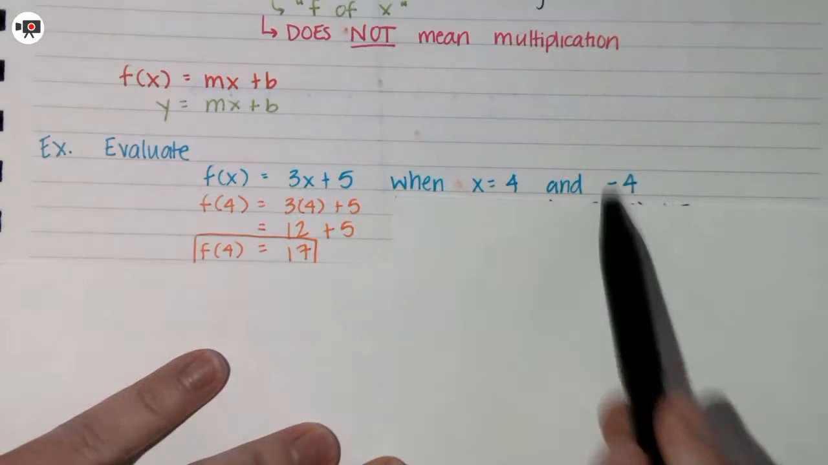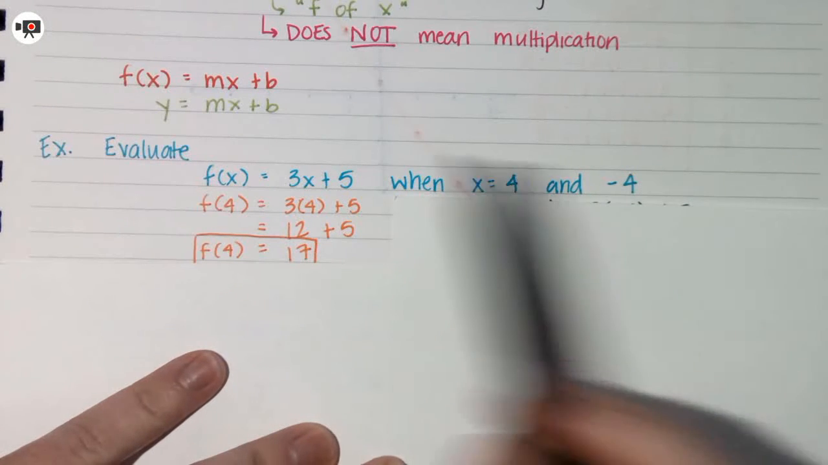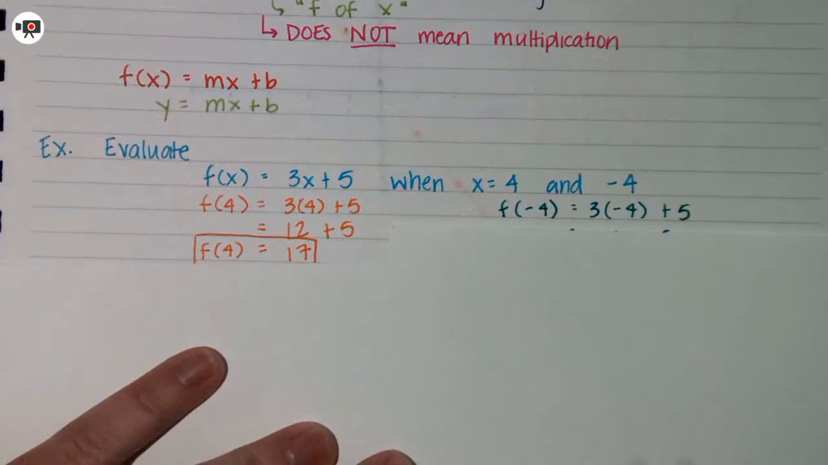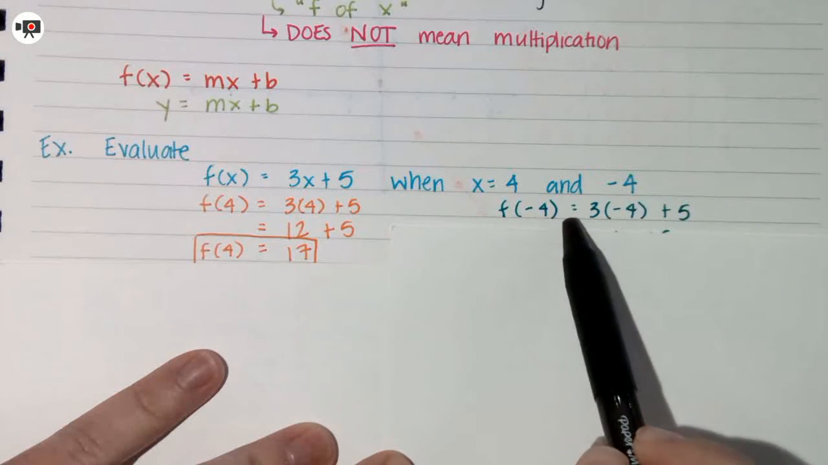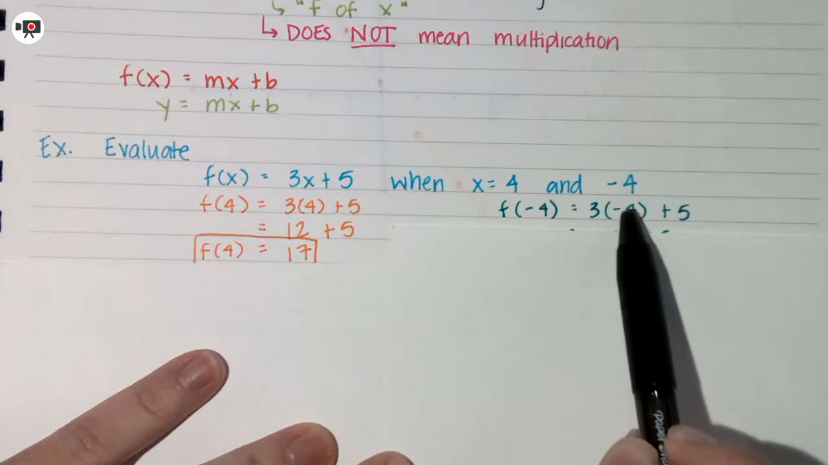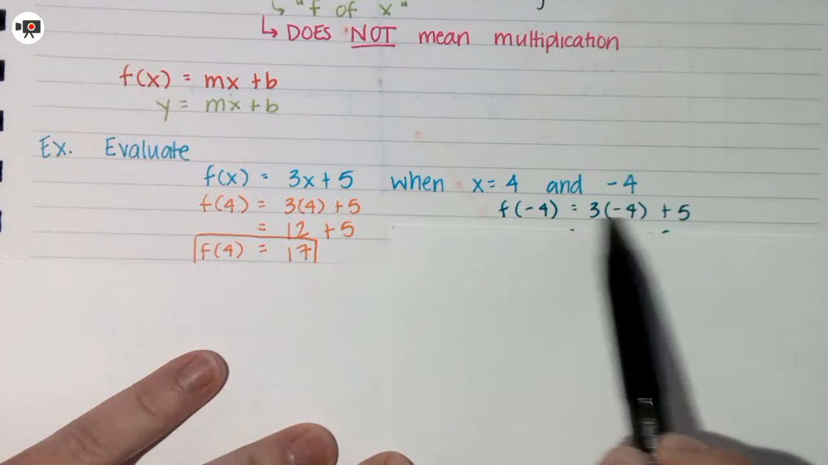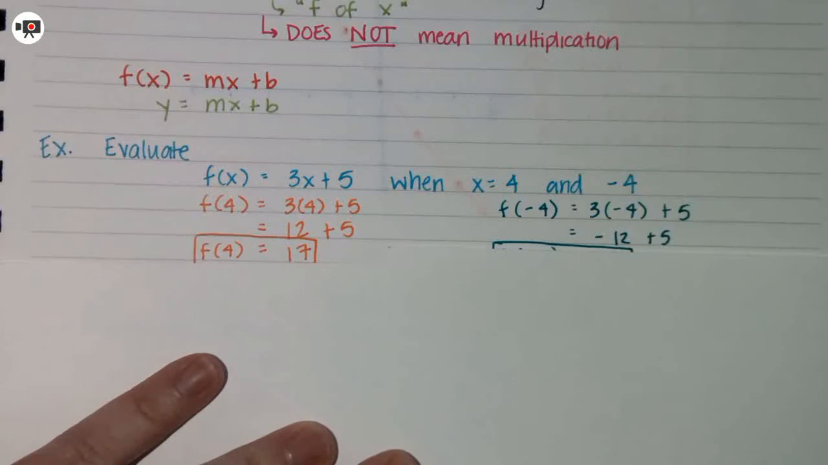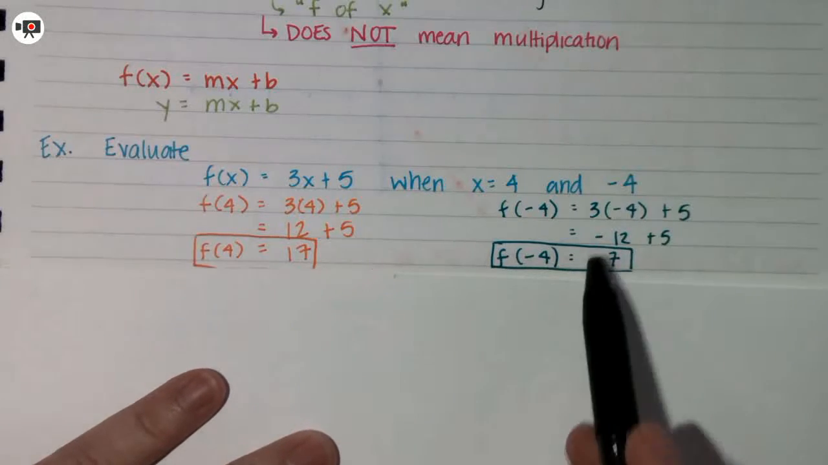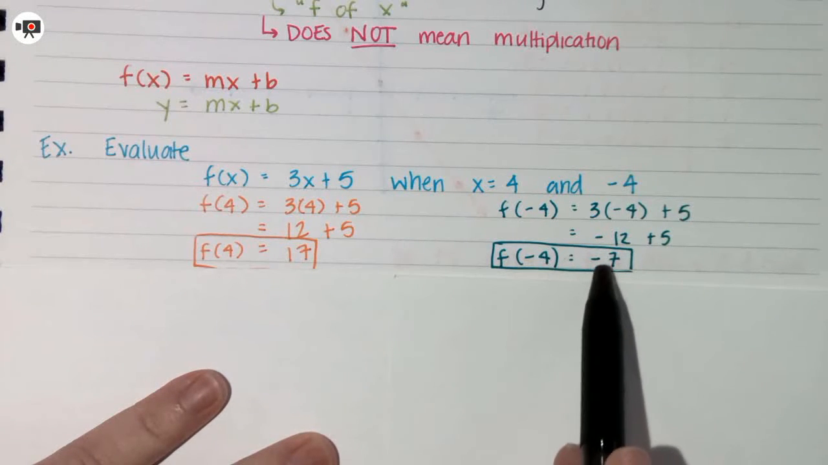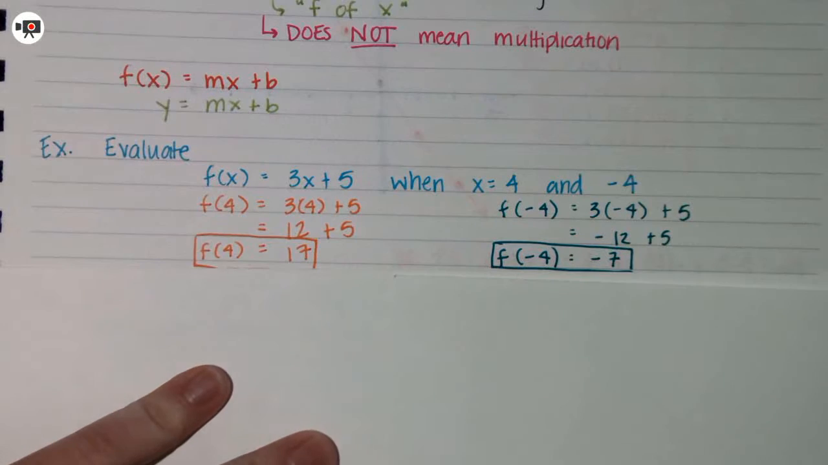Now I also have to do negative 4. So every time, instead of writing x, I'm going to write negative 4. So I have f of negative 4 equals 3 times negative 4, because this was an x originally. 3 times negative 4 plus 5. So then I get negative 12 plus 5, which is f of negative 4 equals negative 7. When I put in negative 4, I get out negative 7.